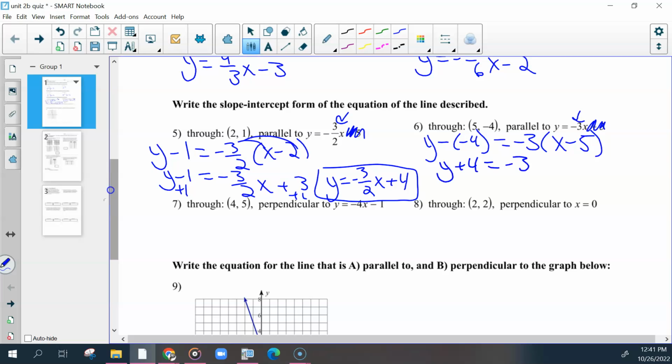And then you can also distribute. Some of you weren't making that a plus, which changed the rest of your answer, so be careful with that. And then subtract 4 on both sides. So y equals negative 3x plus 11 was your final answer. Do we have questions on 5 or 6?